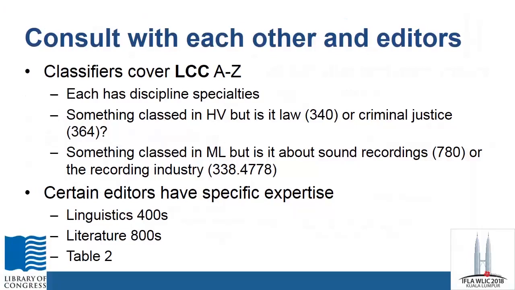And then certain editors have specific expertise, and unfortunately the one with the expertise in linguistics is the one who's just retired. And fortunately we still have Dooley as our consulting editor, helping out specifically with the 800s, and that's one of her areas of expertise. Winton is our other consulting editor. He is a specialist with Table 2, and he's around to have questions. So we have them right there. We can just walk over and talk to them whenever we have these questions.